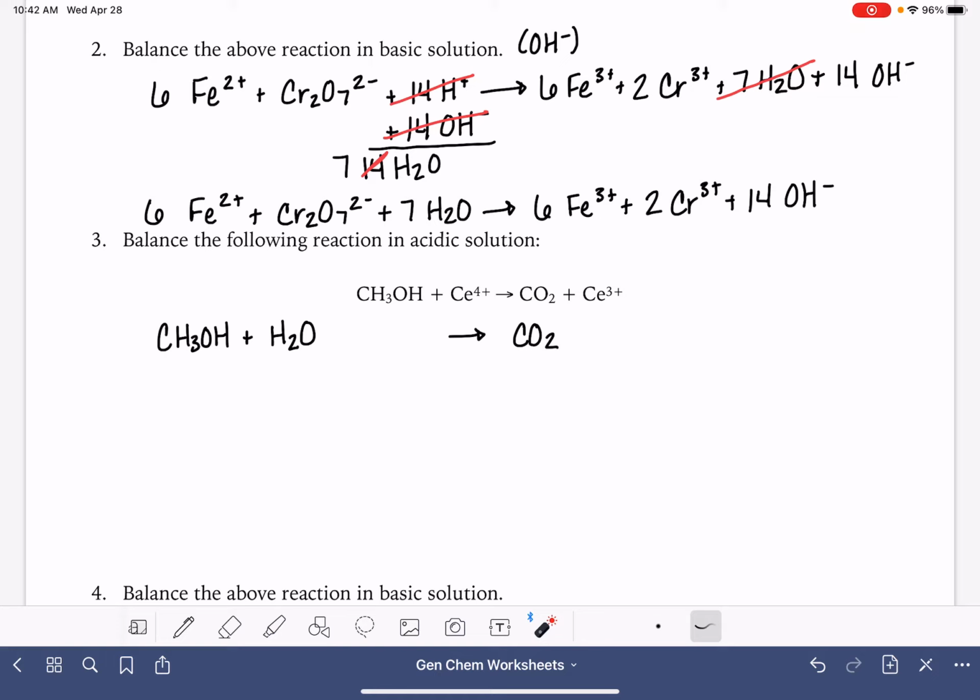Now we need to balance our hydrogen. We have 1, 2, 3, 4, 5, 6 on the left. We balance our hydrogen by adding H+. So now we have 6 on the right.